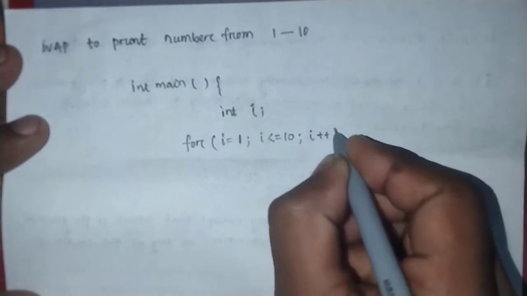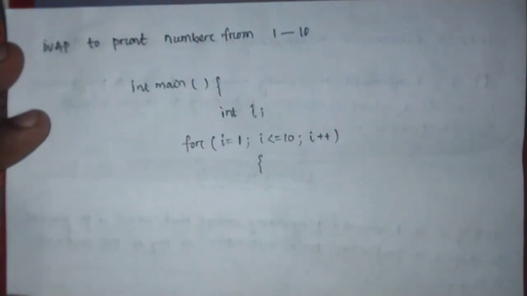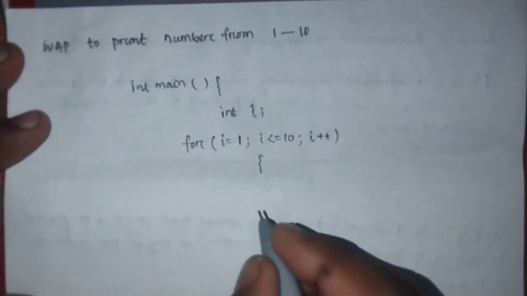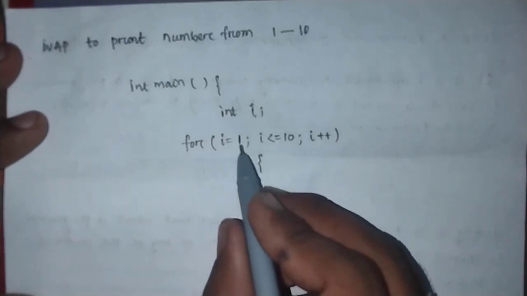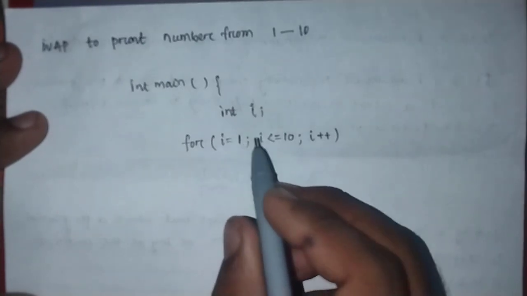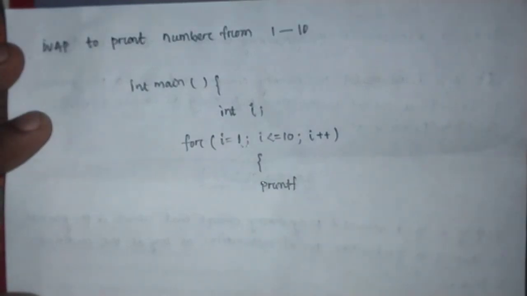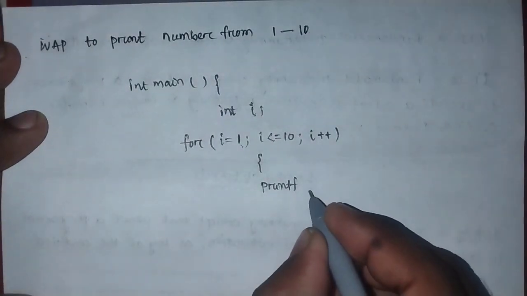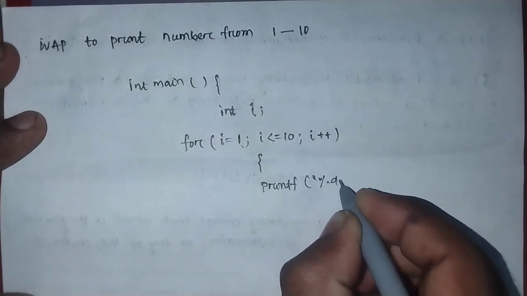Here I want to print i because i is updating each iteration, so I want to print the value of i as output. So I am writing printf("%d\n", i).